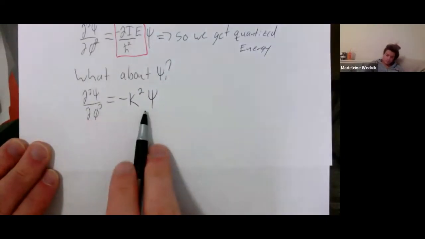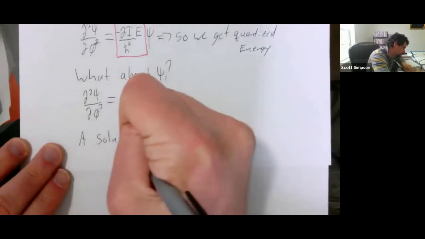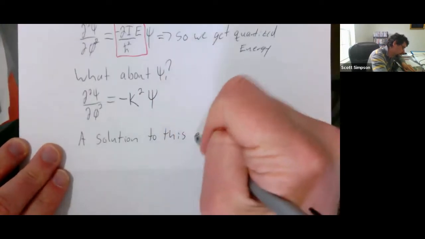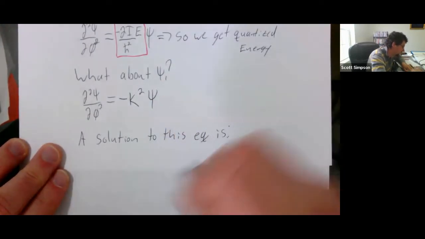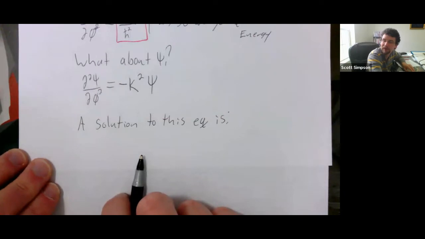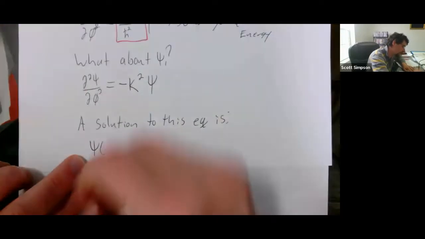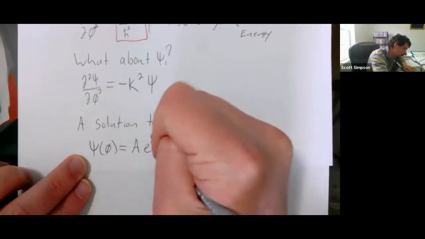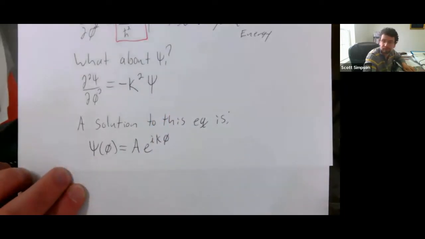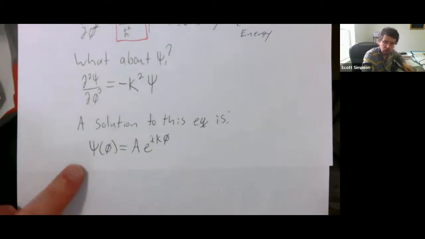So there's a solution to this equation. A solution to this equation is, anybody have an idea of what it's going to look like? What are almost all the solutions to our equations in this class? E to something. Yep, e to something. So let's do our wave function, which depends on phi, is equal to A e to the i k phi. And we'll start with that. Okay, so we have a generic form.